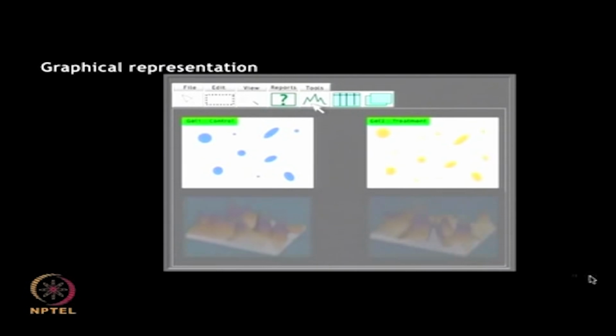Now, after the analysis, one can look at the graphical representations of the three-dimensional view of the spots. The spots on the gels can be displayed as a three-dimensional graph. Either the entire gel can be chosen or a particular region can be selected for this representation. The peaks obtained in the graphical representation are directly related to the spot intensity.